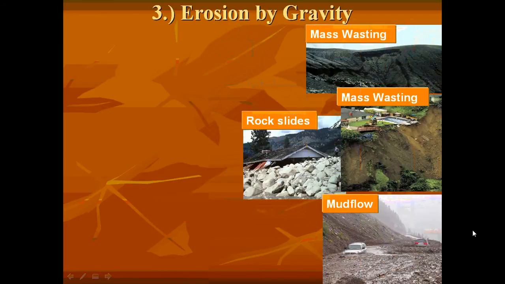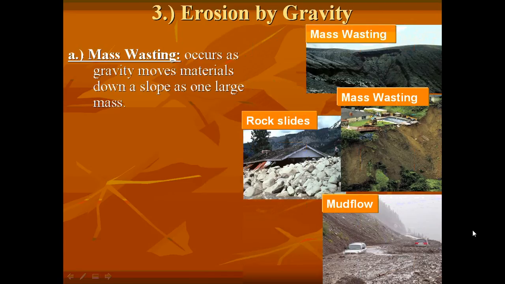The third type of erosion is erosion by gravity. Mass wasting occurs as gravity moves materials down a slope as one large mass.